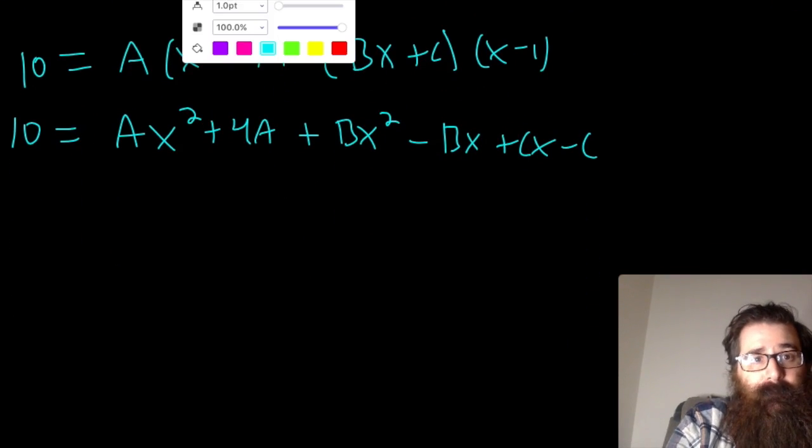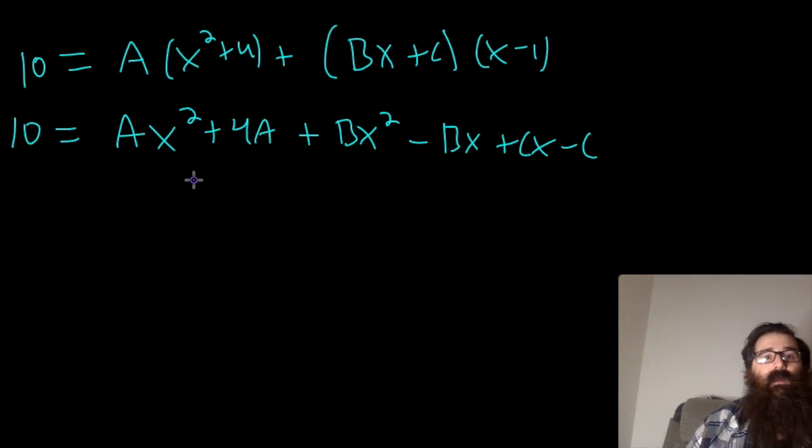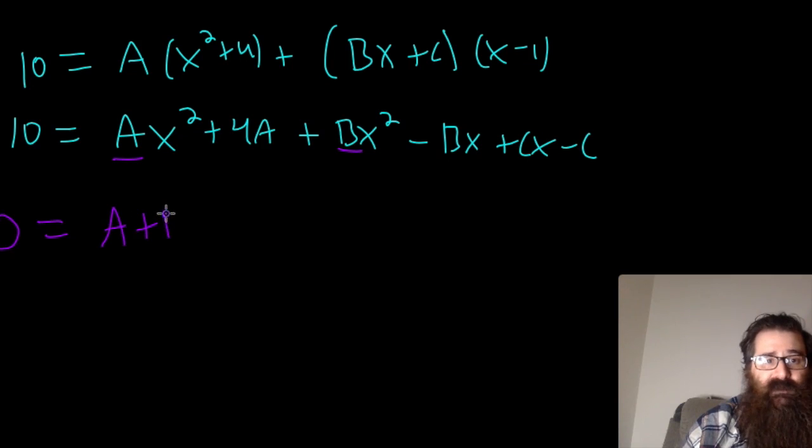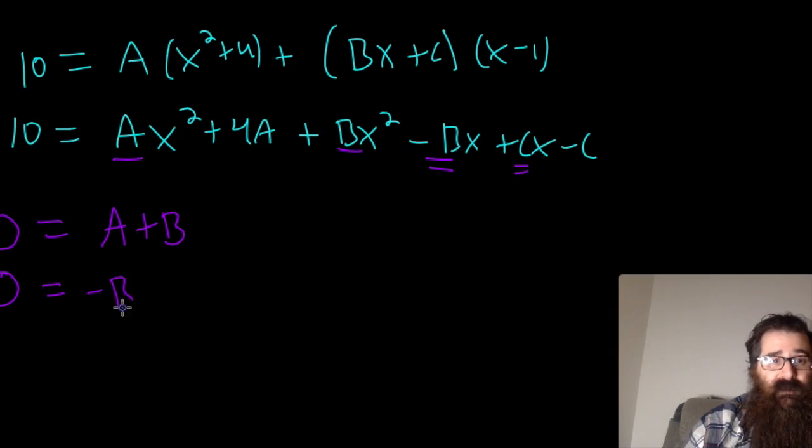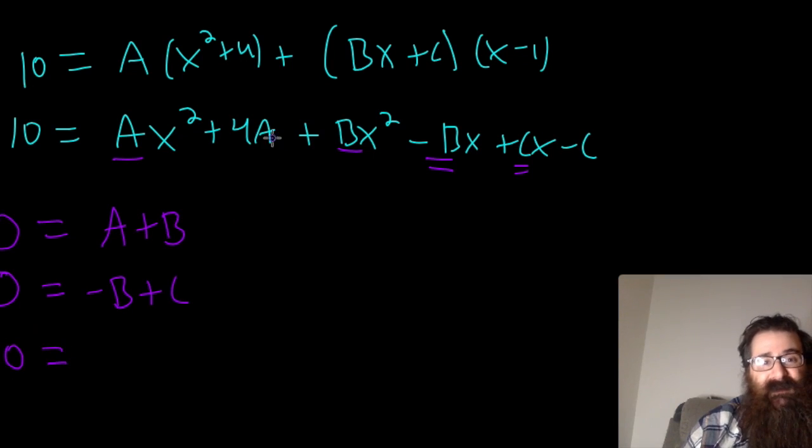We want to start setting like parts equal. X squared terms, I got none of them on the left. That's a 0 for x squared. But then over here on the right, I have Ax squared plus Bx squared, just the coefficients, A plus B. X terms, got any x's on the left? No, I do not. That is a 0x. On the right, I have negative Bx plus Cx. Just focus on the coefficients, negative B plus C. Constant on the left, I got it, it's a 10. On the right, do I got any constants? I do, 4A minus C.